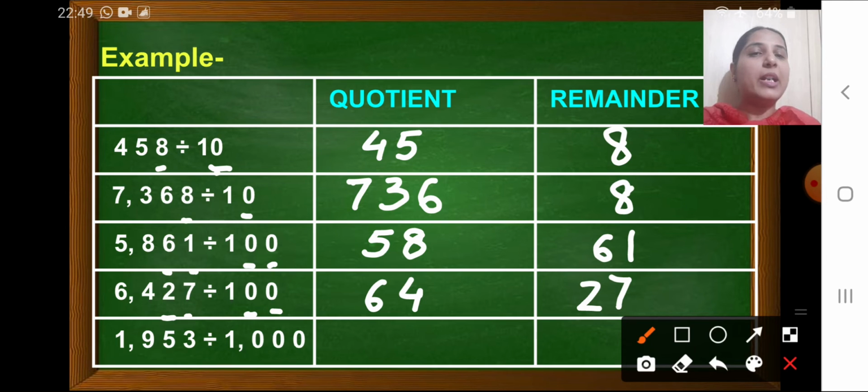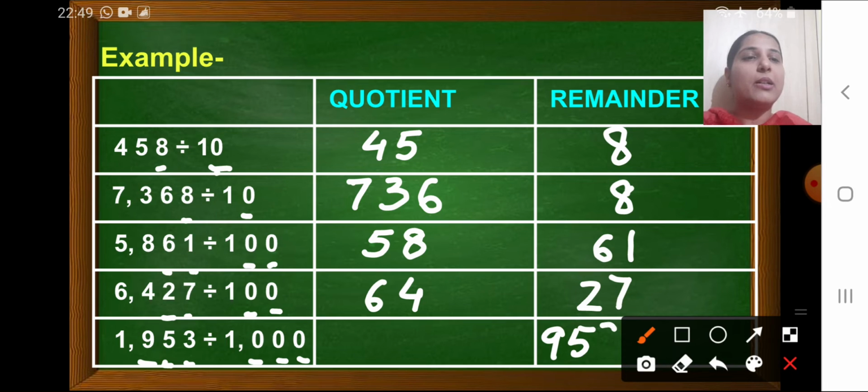1953 divided by 1000. So what will be the quotient and what will be the remainder? How many zeros are there? First you count the number of zeros. 1, 2, 3. So we'll start from ones, tens and then hundreds. It means 953 is the remainder, whereas what will be the quotient? Quotient is 1. Got it, children?